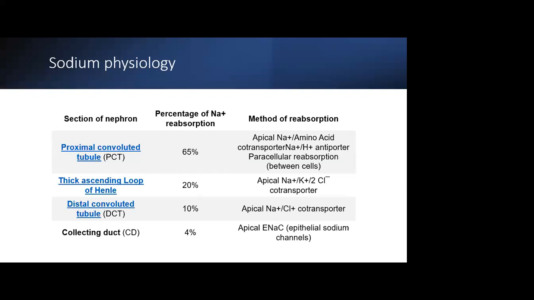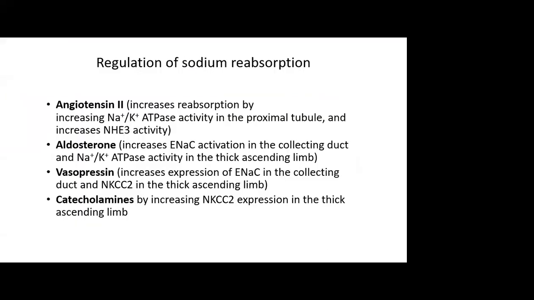So this is just a summary of what I've just explained. I will pass that. So this reabsorption needs to have some form of regulation. There are 4 hormones that are involved in the regulation of sodium reabsorption by the kidney. Angiotensin 2 increases the reabsorption by increasing the sodium-potassium ATPase activity proximally, and also increasing the activity of the sodium-hydrogen exchanger. Aldosterone increases ENaC channels at the collecting duct, and also sodium-potassium ATPase activity in the thick ascending limb, while vasopressin increases expression of the ENaC in the collecting duct and the sodium-potassium-chloride 2 in the thick ascending limb. Catecholamines also play a role by increasing sodium-potassium-2-chloride expression in the thick ascending limb.